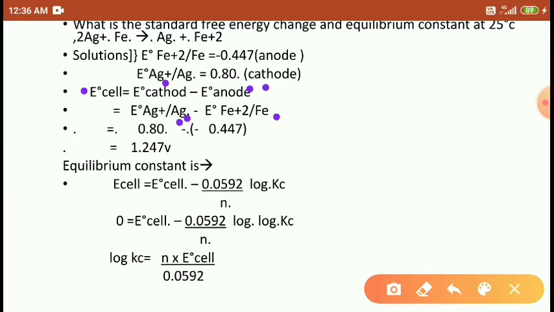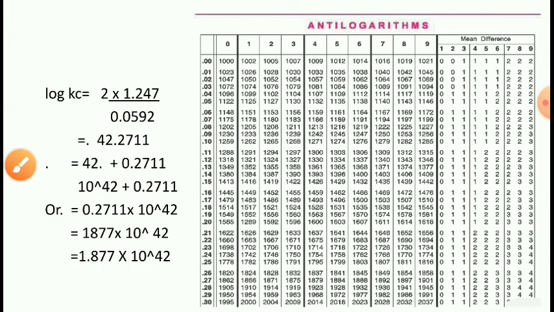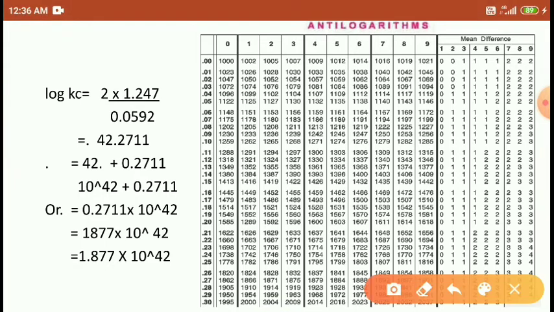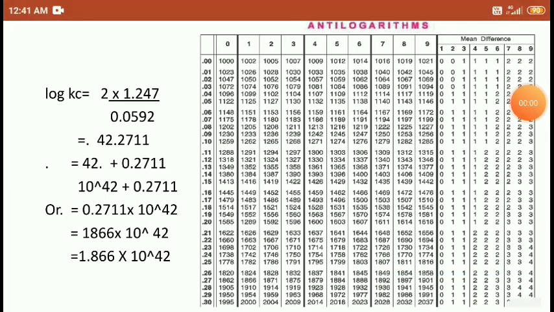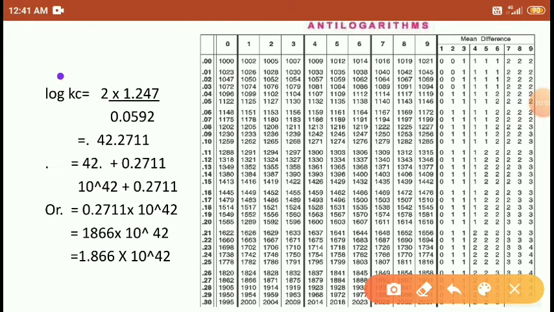Then we got 1.247. Now the equilibrium constant, students. At equilibrium, 0 equals E naught cell minus 0.0592 by n log Kc, so log Kc is n into E naught cell by 0.0592. So log Kc is 2 into 1.247 divided by 0.0592.